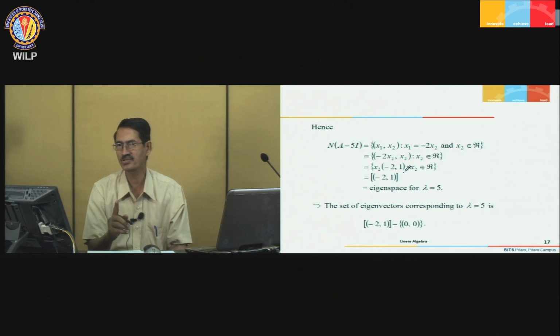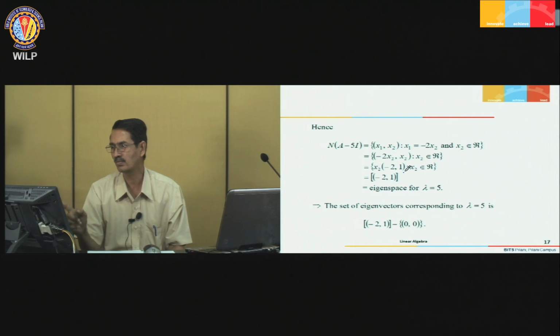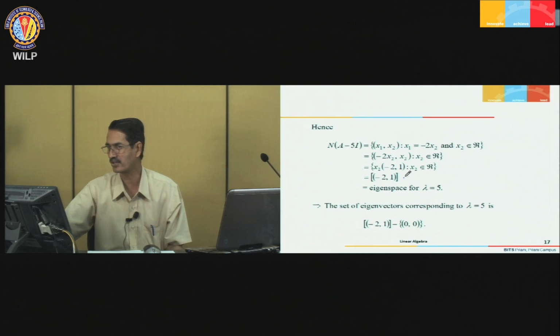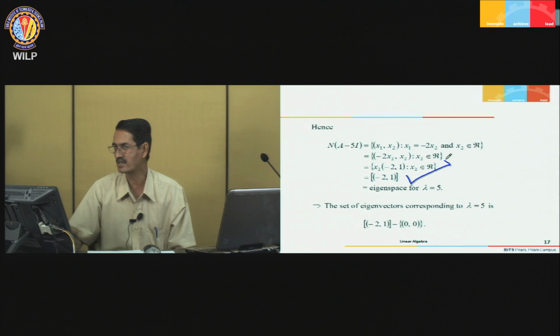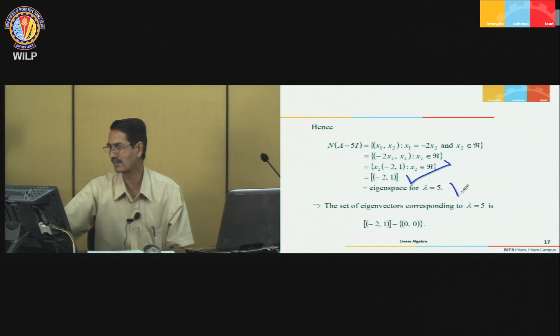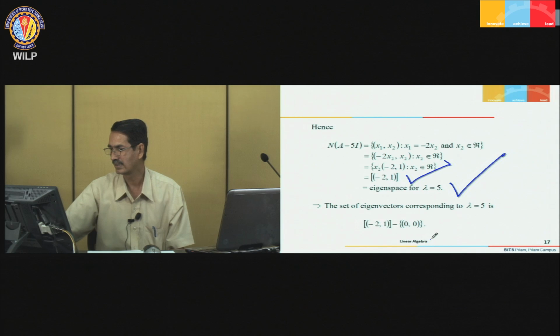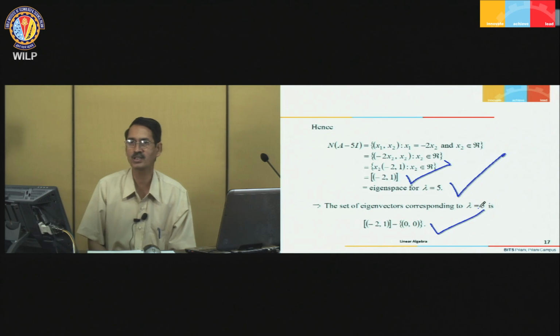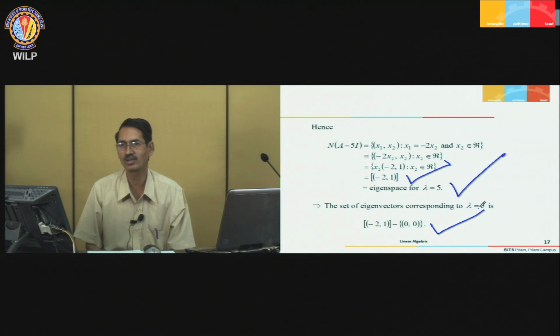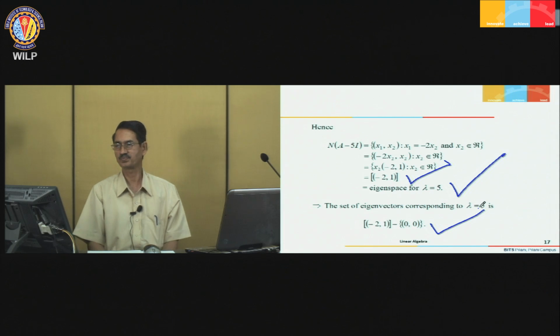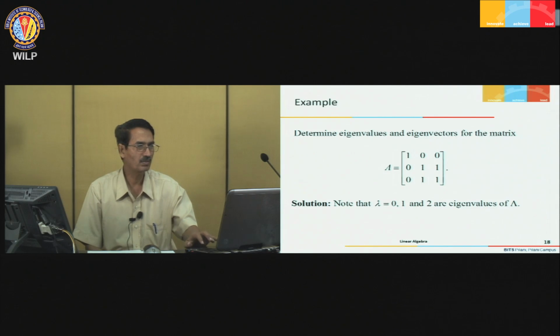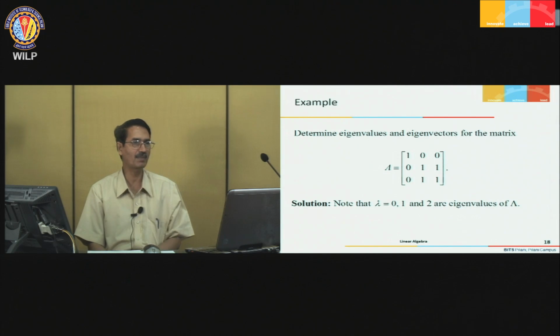So, all solutions are the scalar multiples of (-2, 1), and all scalar multiples of (-2, 1) means it is the span of (-2, 1). This is your eigenspace for lambda equals 5. And therefore, from this eigenspace you remove the 0 solution, and you will get the set of all possible eigenvectors. Let us see one more example of a 3 by 3 matrix.